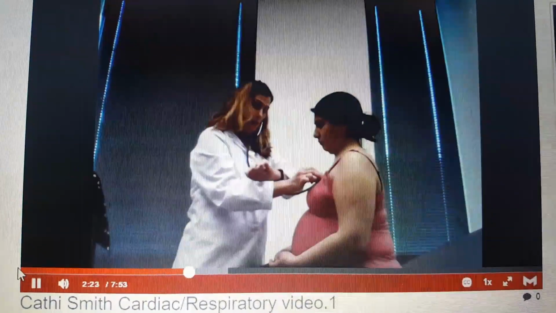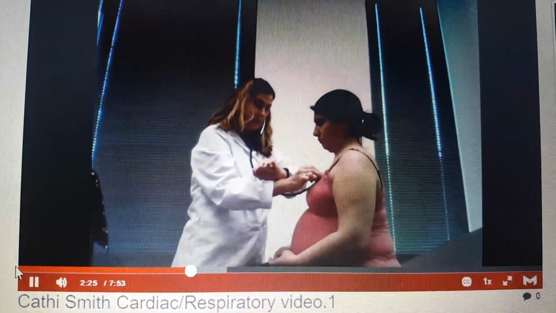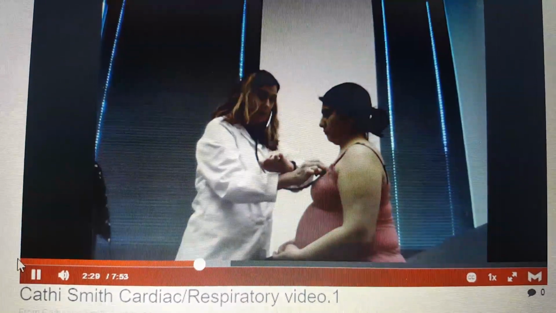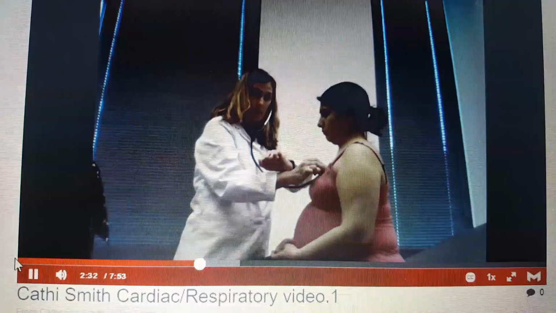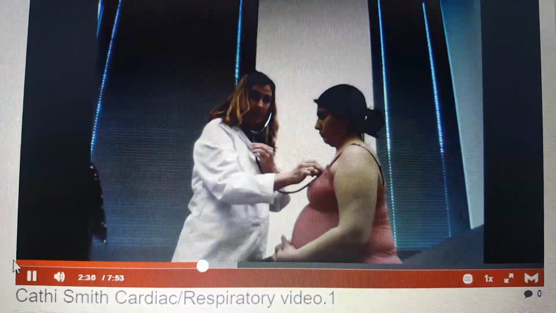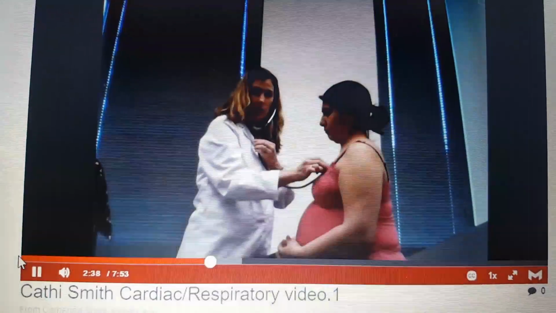Okay, so while I'm here, I will assess her heart rate. Normally I would count for a full minute, but for the purposes of this video, I'm going to say that her heart rate is 72 beats per minute, and it is regular. I'm able to hear S1 and S2. I don't hear any extra sounds, any splitting of S1, any snaps, clicks, friction rubs, or murmurs.